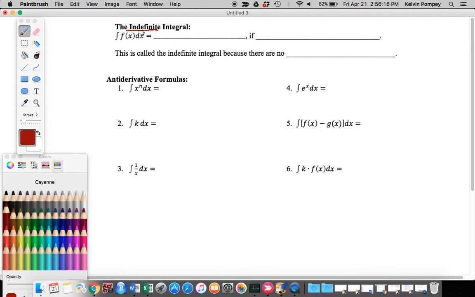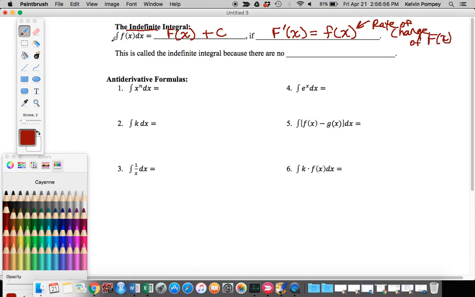The integral of f of x dx equals capital F of x, which is our antiderivative, plus some constant c, if the derivative of capital F of x is what I'm taking the integral of. All right? And we kind of saw this in the last chapter when we were talking about total change. The same concept works, right? So this f of x right here, this is the rate of change of capital F of x.